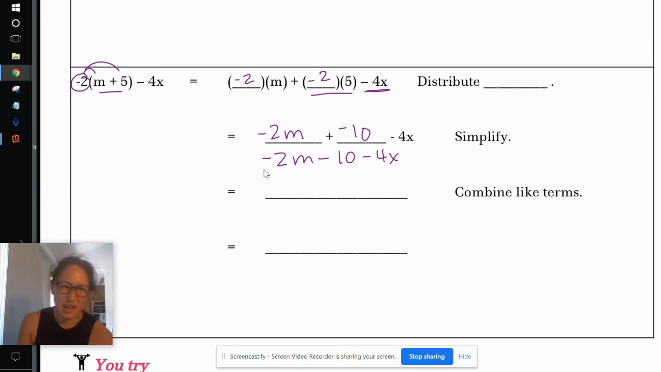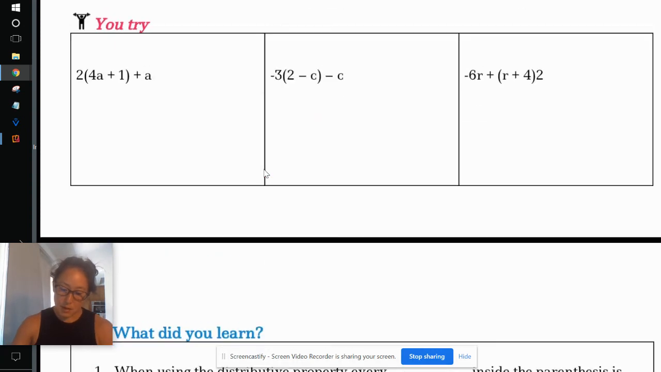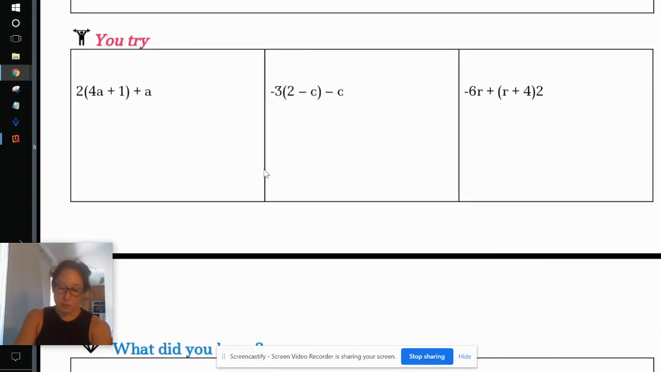So, are there any like terms here? Look, I have m's and x's. Those are not like terms. Remember, like terms, same variable with the same exponent. So I'm just going to rewrite it because my like terms are already combined. Booyah! Okay, you try. Here we go.